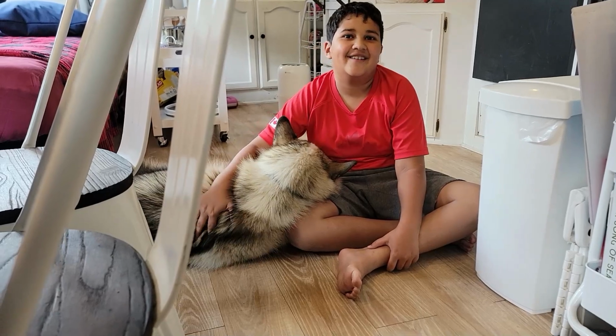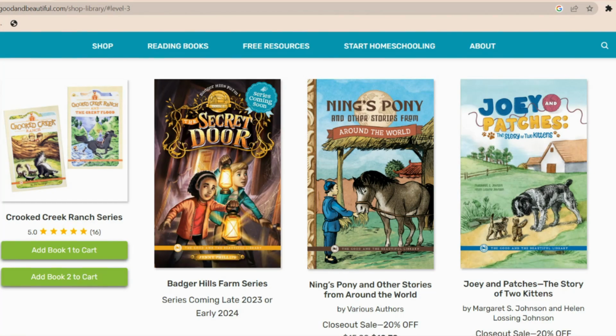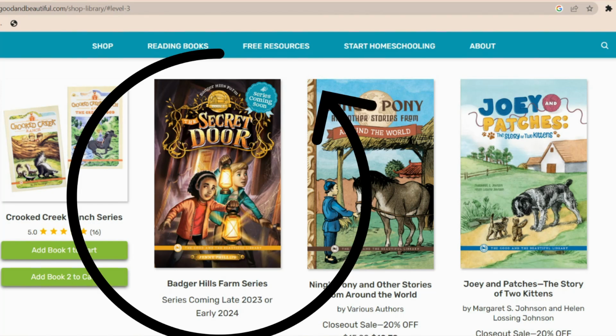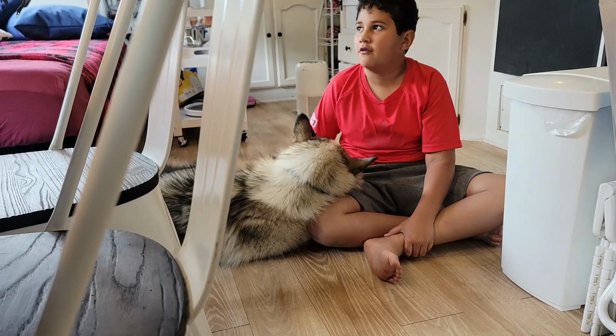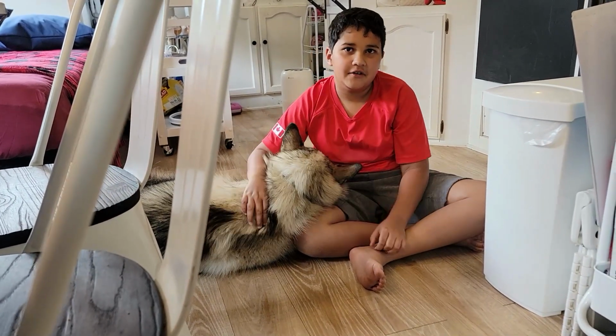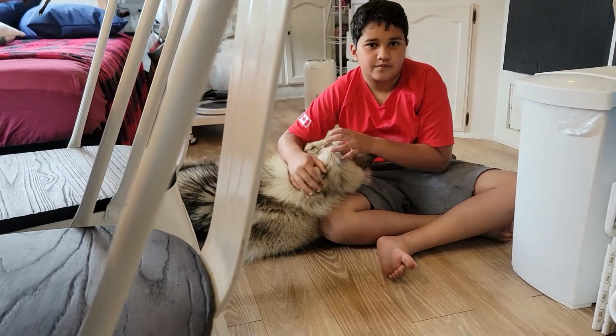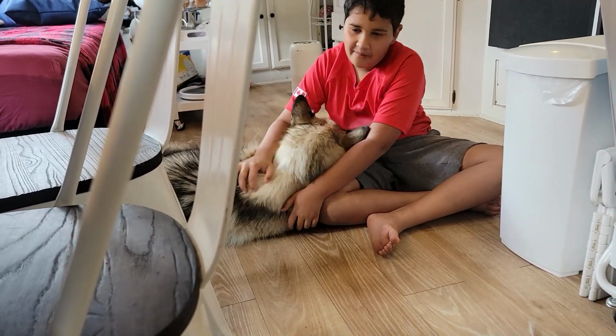Yeah, it's the sequel to it, right? But guess what I found out? It's not out yet. Really? No, but you know what is out? The Cricket Creek Ranch 2, the secret door one. I'll put it in order, so it's not so expensive with shipping and whatnot. So we will put it in order for some books.